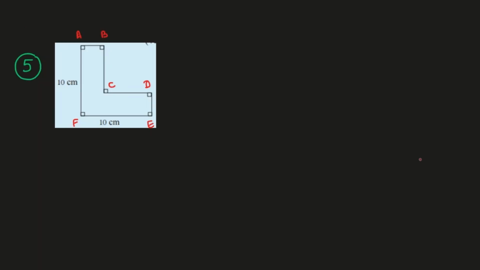Okay, so let's move on to the fifth question. In this question, you can see that I have put A, B, C, D, E, F at the corners of this figure. When this is closely looked into, you can see the lengths of BC, CD, and DE are not given in the question, but only the side lengths of AB, AF and FE have been provided, which are actually equal to 10. So how do you find the perimeter of this figure? So perimeter, let's write it first. How do you find it? Perimeter of the figure.